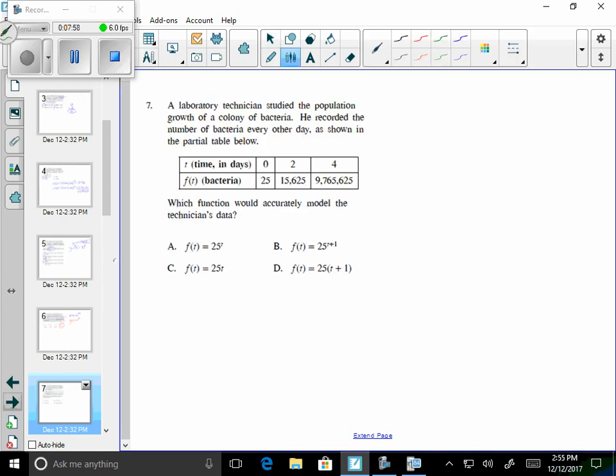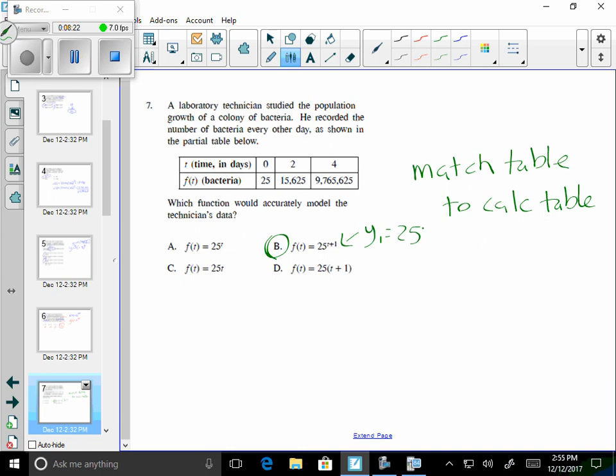Number 7 is another calculator table. So what you want to do is match the table given to you to the calculator table. Now this is pretty easy, especially if you have a newer calculator. The answer to this one is choice B, and if you have an older calculator, make sure you go y1 equals 25 and then to the t plus 1.